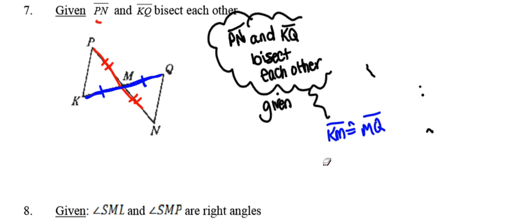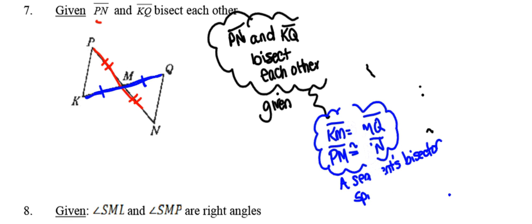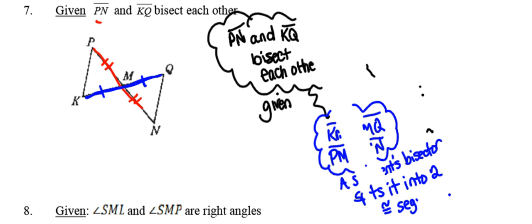I also know that line segments PM and MN are congruent to each other. And as far as the reason that I know that's true, I'm going to say a line segment's bisector splits it into 2 equal parts, or 2 congruent segments.